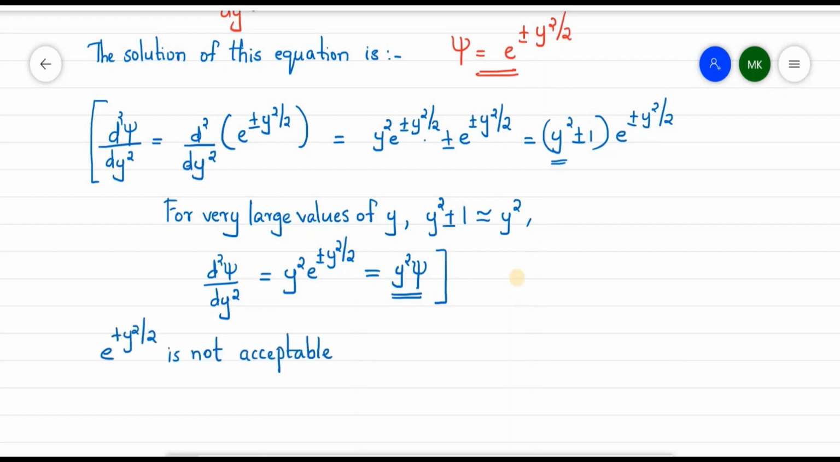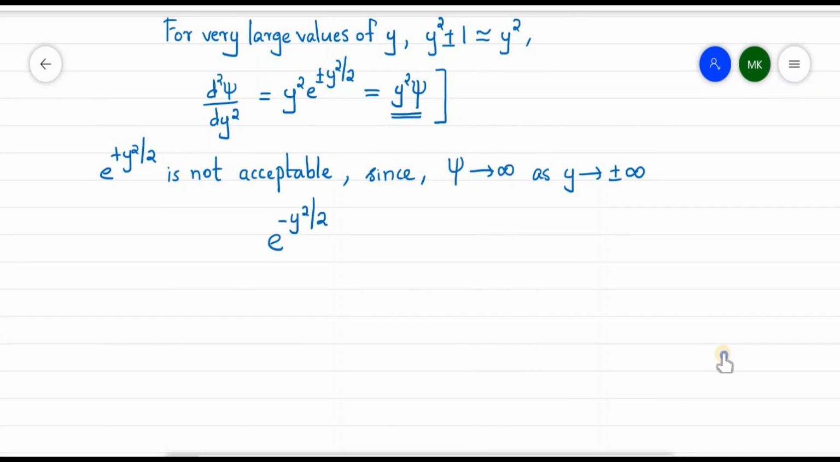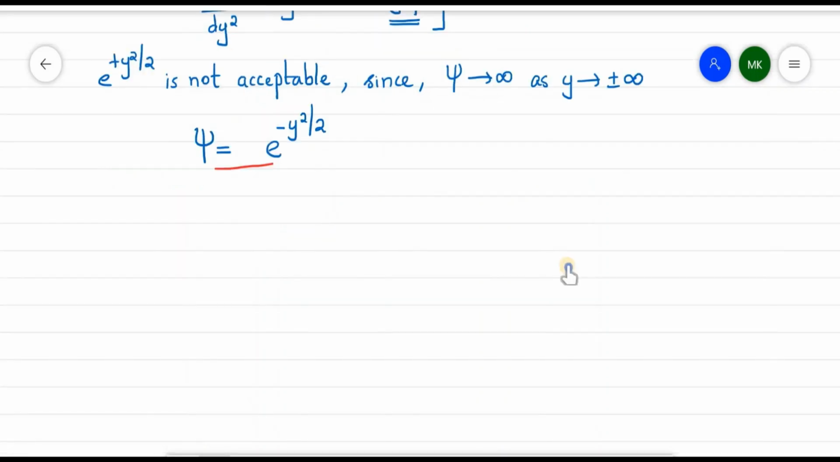Now out of the two solutions, e raised to plus y square by 2 is not acceptable, because in that case xi will rapidly increase tending to infinity as y tends to plus or minus infinity. Therefore, the solution e raised to minus y square by 2, which satisfies the boundary condition, is the one valid for large values of y. Thus, we see that xi equals e raised to minus y square by 2 is an asymptotic solution to equation 4. So this suggests that the general solution of equation 4 contains the factor e raised to minus y square by 2, and we assume that the complete solution of equation 4 is of the form xi equals f of y e raised to minus y square by 2, equation 6.